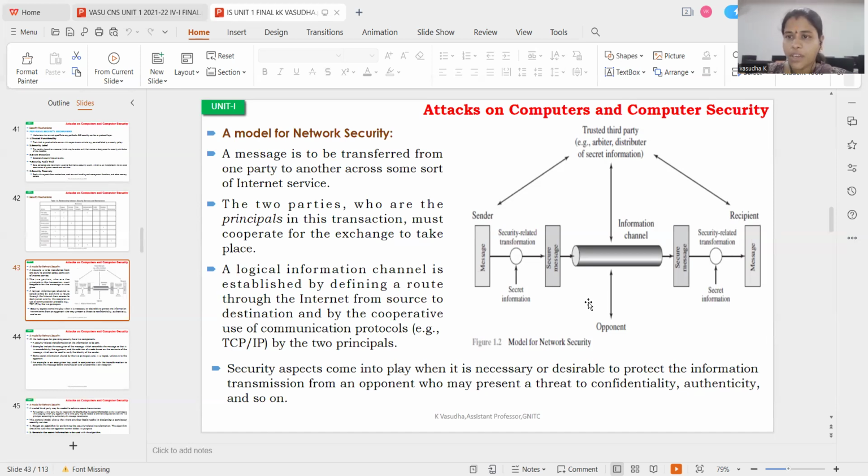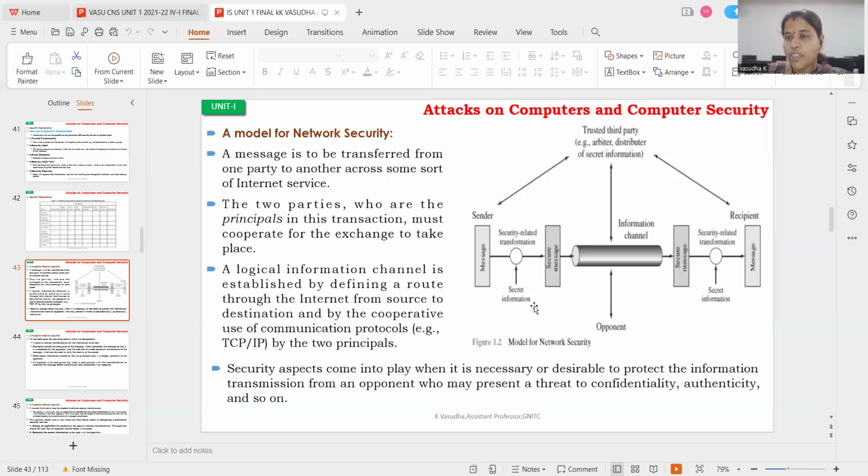So what is a computer network? Connecting two or more devices is nothing but a computer network. With the increase in the use of computer networks, there is an increase in security attacks also. So today we'll be discussing first the basic concept of network security.